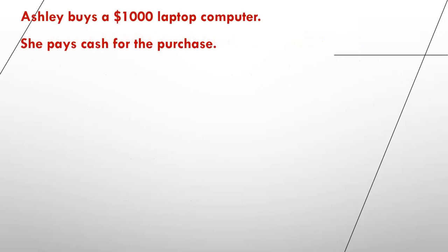We're going to look at some examples of how to find total installment price. But first, let's think about what happens if we buy something and we don't take out a loan. Ashley is buying a $1,000 laptop computer and she's going to pay cash for the purchase. So how much does this computer really cost her?